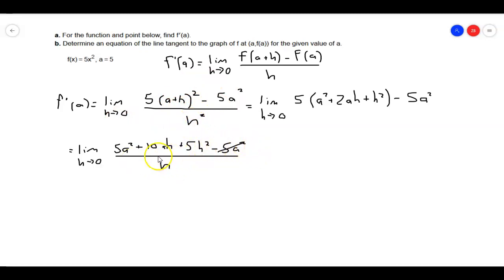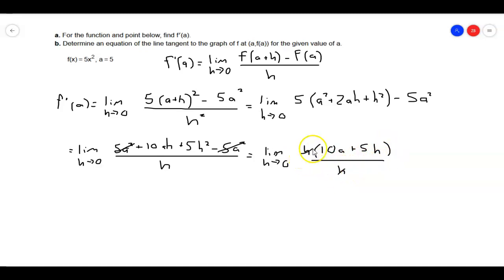All right, so here we go. The negative 5a squared and the 5a squared cancel out. And then we have two terms with an h, so we're going to pull that h out of there. So this is going to be the limit as h approaches 0 of, pull the h out at the top, and we're going to be left with 10a plus 5h, all over h.